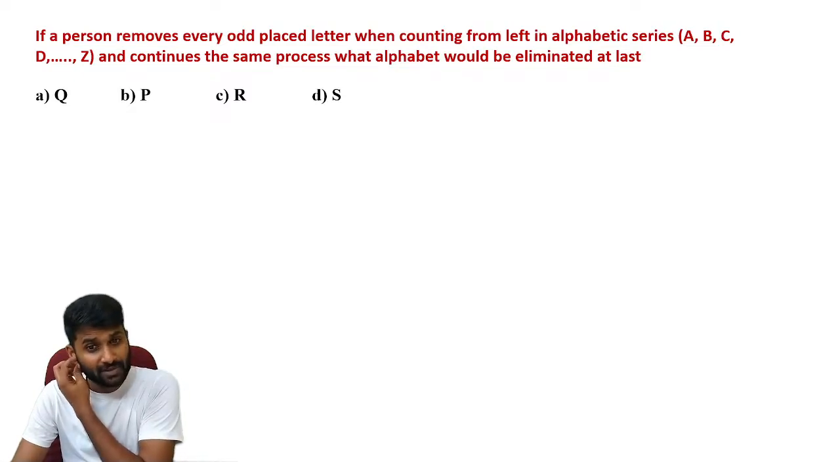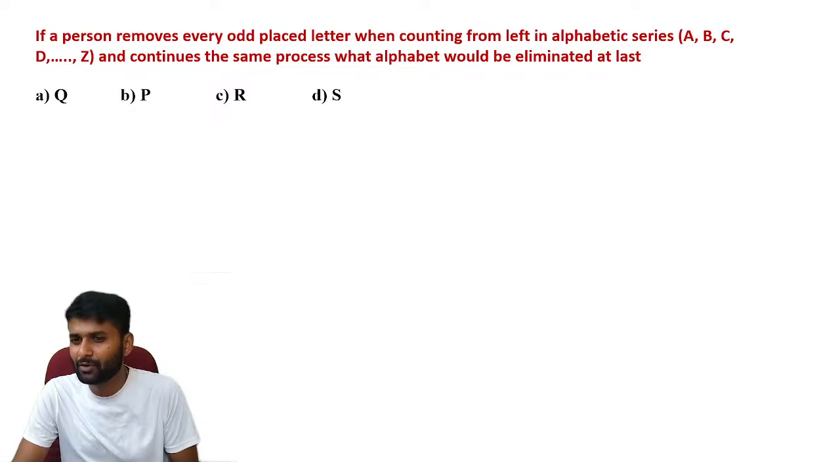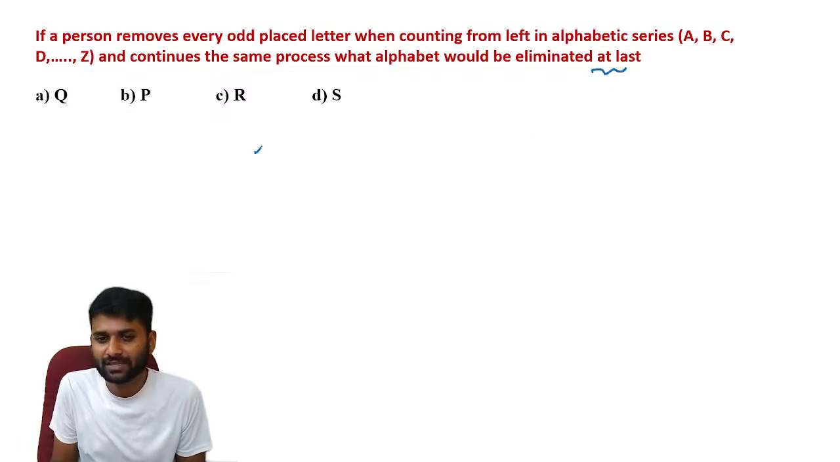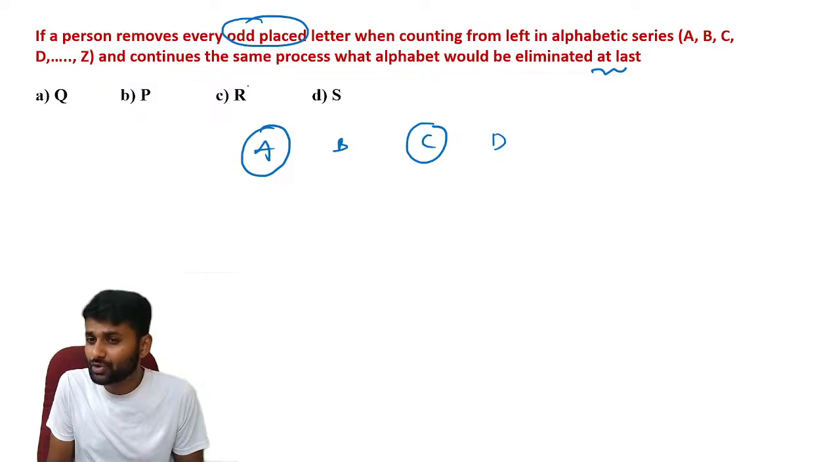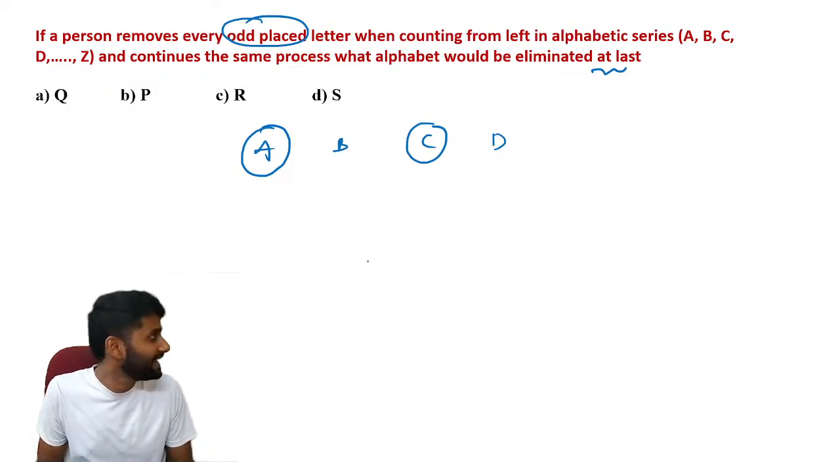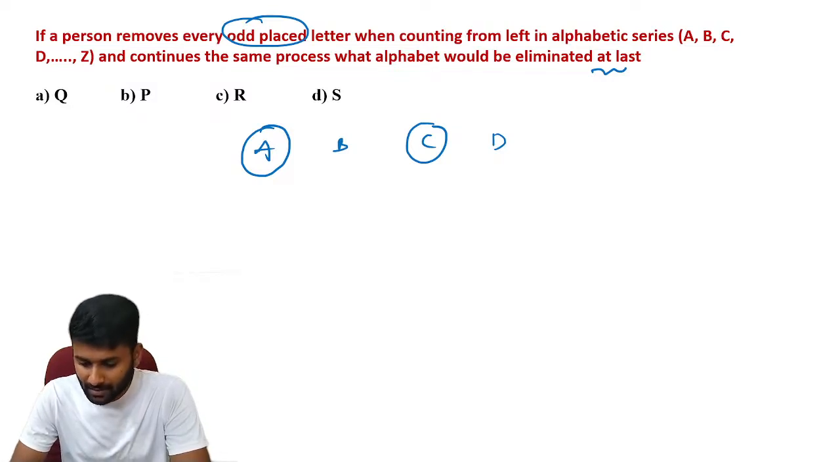Now see this question. If a person removes every odd place letter, counted from the left, in the alphabetical series and continues the same process, which alphabet would be eliminated last? Now see, A, B, C, D. They clearly mention to remove every odd place letter. Odd place letter means we are removing A here, and we are removing C here. In the same way, we have to identify which one we are going to eliminate last. So we are removing only odd place letters. Now you guys tell me what the answer is.